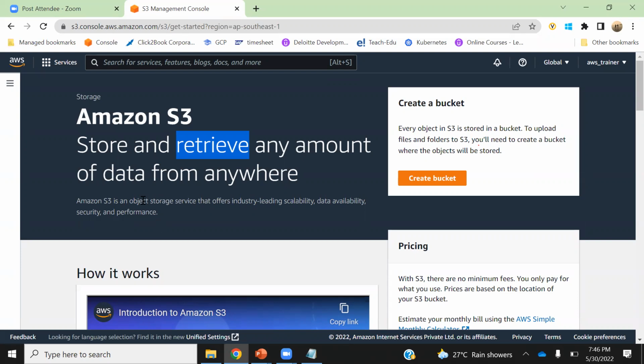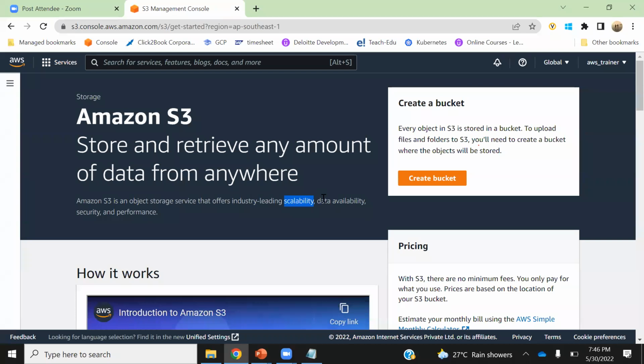So S3 is an object storage service. Now, what do you mean by object storage? I will come to that, but here it gives you high scalability. Scalability means it can scale as per your demand. Today you need 2 GB, take it. Tomorrow you need 20 GB, take it. Day after tomorrow you need 200 TB, take it. 1 year from now you need 5 petabyte of data storage. Go ahead and take it. So whatever you want, you will get it without any issue. And that will happen because cloud is giving you unlimited storage.